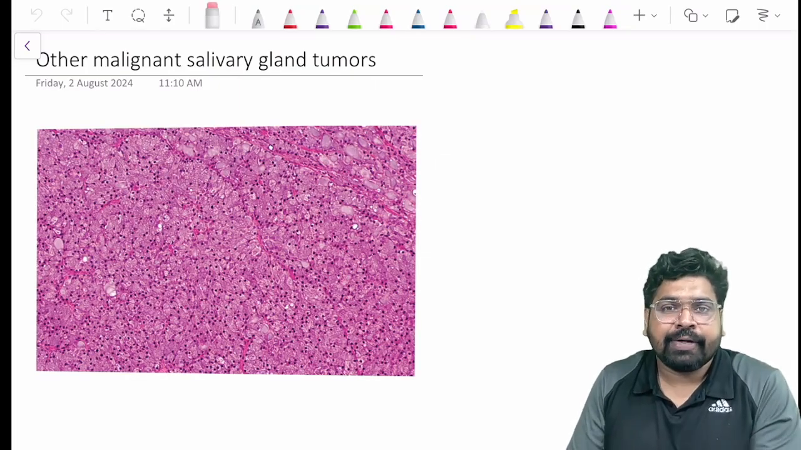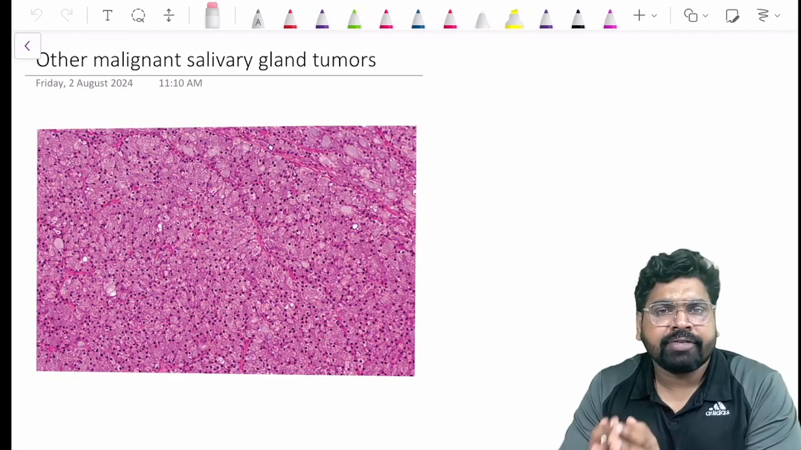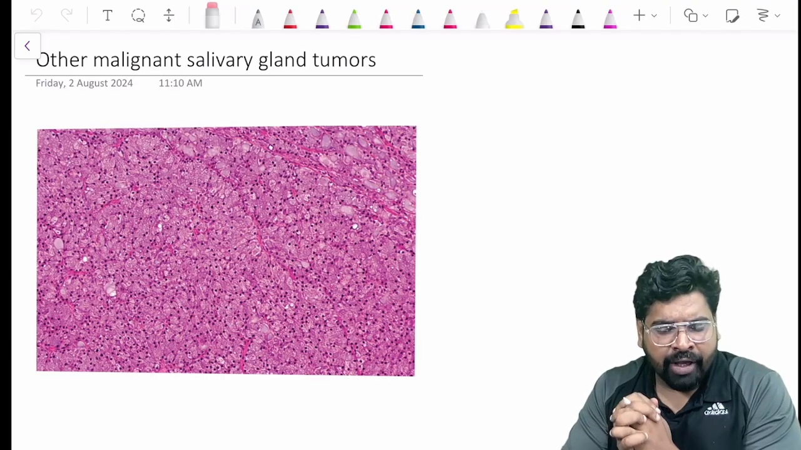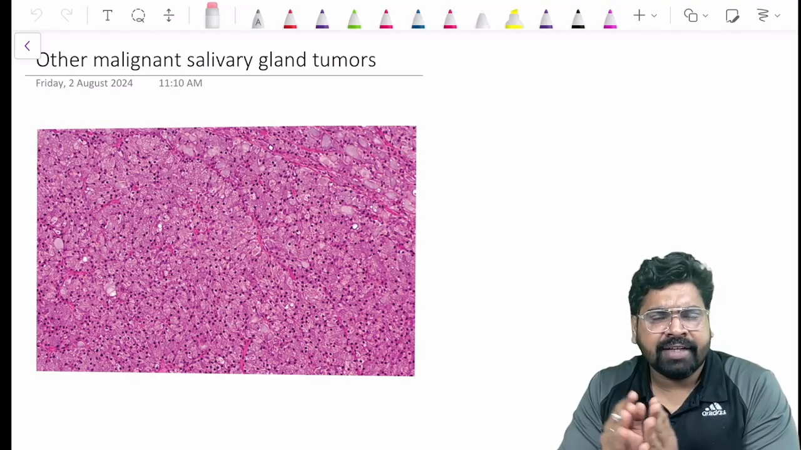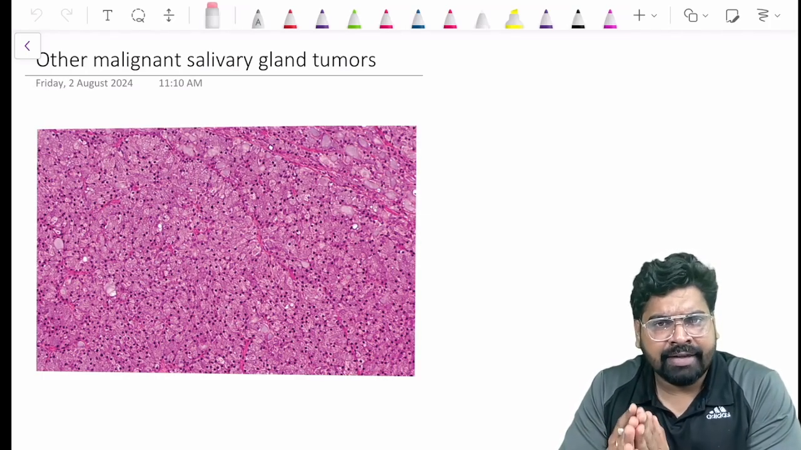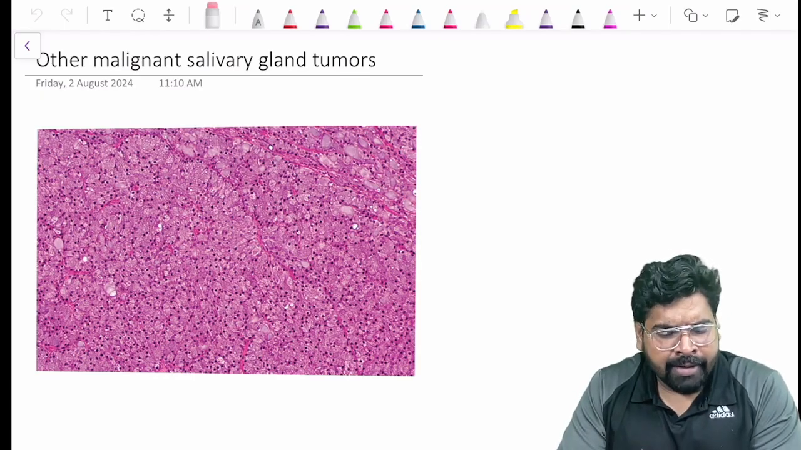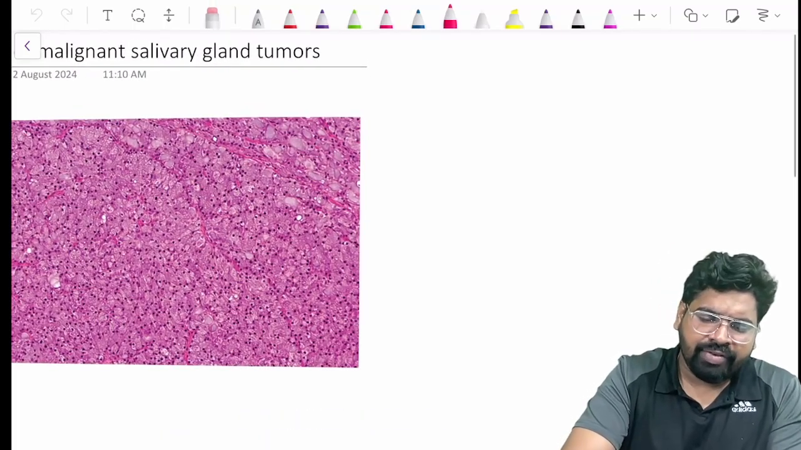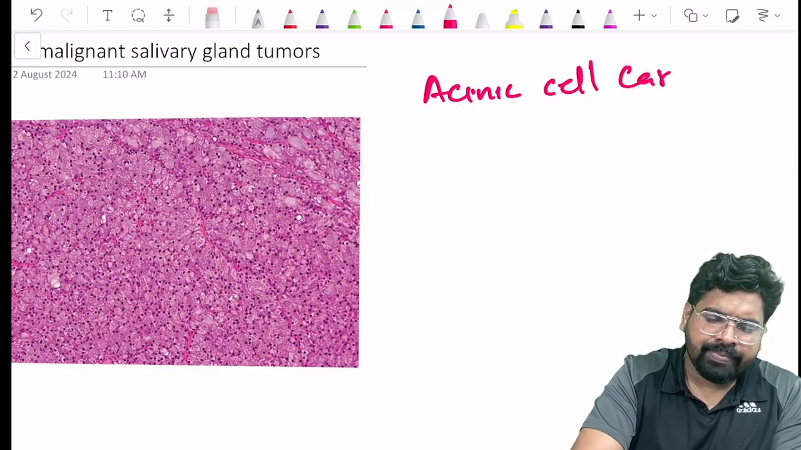We are discussing salivary gland tumors, and we have discussed the malignant salivary gland tumors, adenoid cystic carcinoma and MEC, in the previous videos. In this video, we will discuss other malignant salivary gland tumors which are important for your NEET exam. One among these is acinic cell carcinoma.